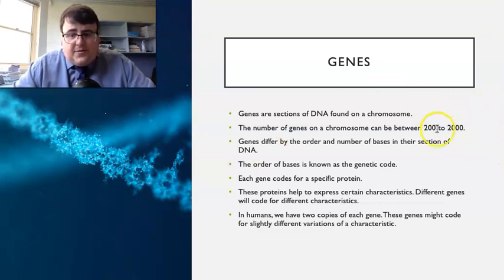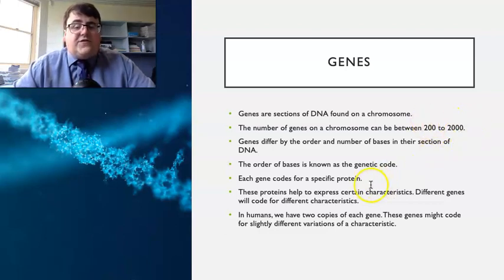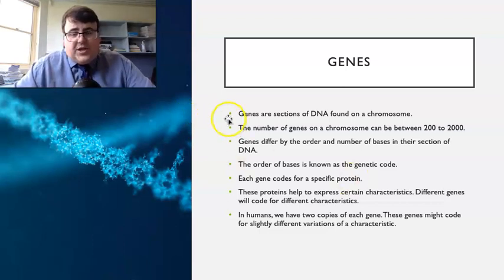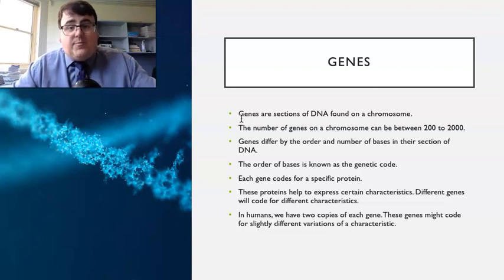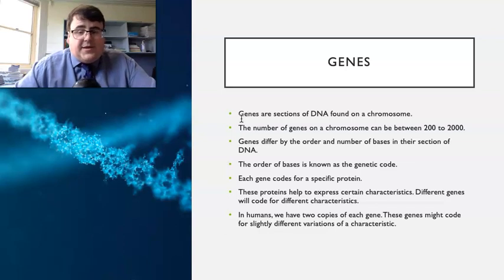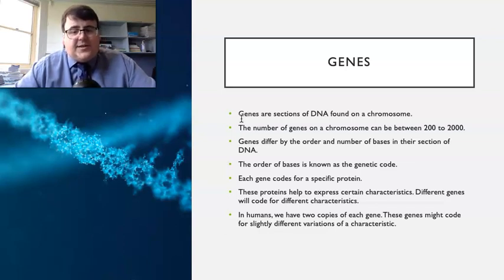Of the 200 to 2,000 genes on each chromosome, and remember we've got 46 chromosomes, each gene codes for a specific protein. And whatever protein it creates will help express a certain characteristic. Going back to the example before, a gene for brown hair will create a specific protein, and when that protein exists in your body, it tells your hair to be brown. Different genes will code for different proteins, and different proteins will have different characteristics.